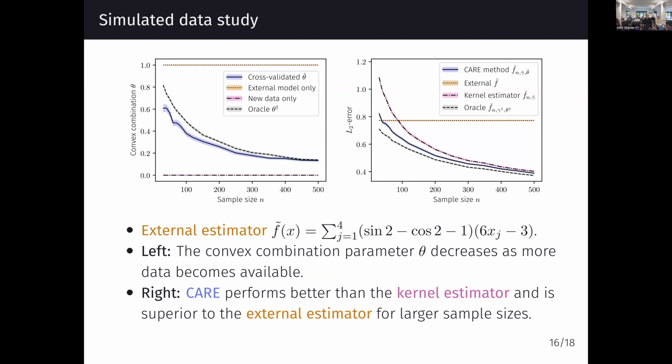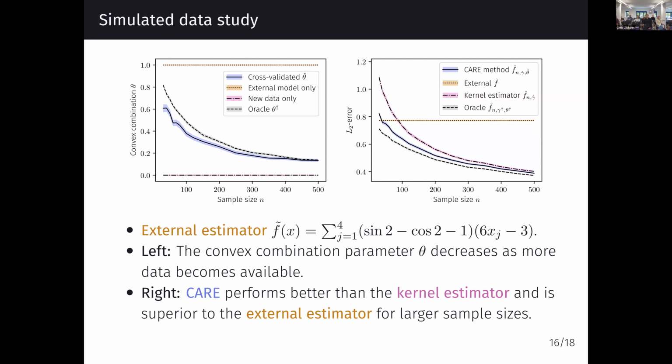The plots above show what happens here. On the left, we're showing what happens to the cross-validated choice of the convex combination parameter theta. Remember, theta equals 1 means you're relying on the external model, and theta equals 0 means you're only using your new data. As you expect, as the sample size increases, you start leaning quite heavily on the external model. As you get more information, this parameter starts to come down towards 0 as you start to actually find the true function.